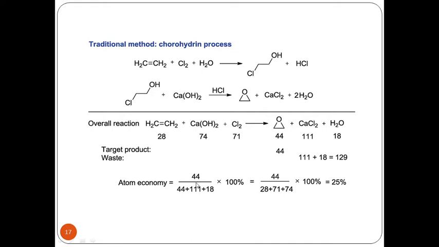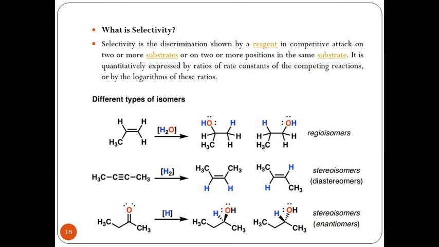So what is my desired product? 44 divided by the total number of the products that have been formed. So 44 plus 111 plus 18, which gives 25% atom efficiency. So in this particular system, we are considering atom efficiency only. My desired product is oxirane, which is 44 divided by 44 plus 111 plus 18, which is equal to 25% atom efficiency. This is an example of how we calculate atom efficiency.